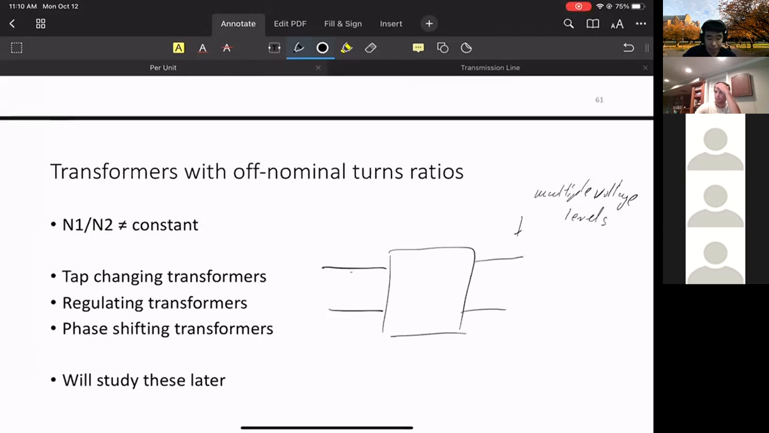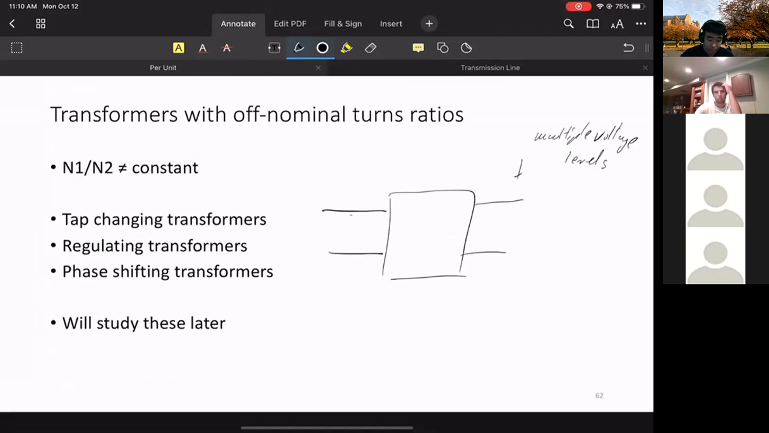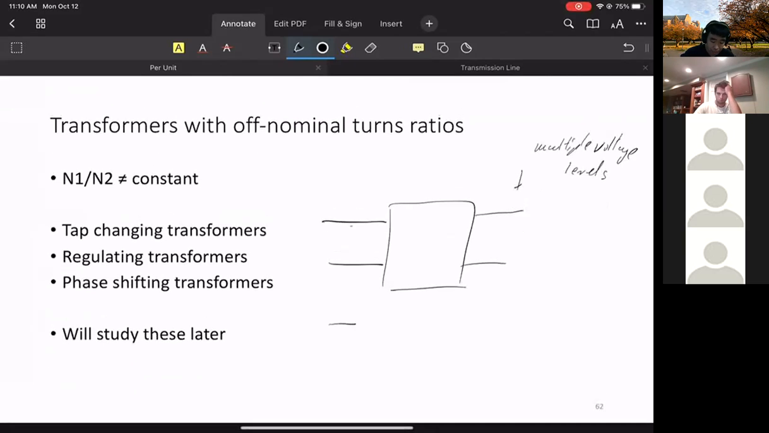Okay, so this can happen in practice. And this happens for a distribution system. Okay? And so let's think a little bit about why this happens, and we may come back to this later when we look at voltage stability toward the end of the class.